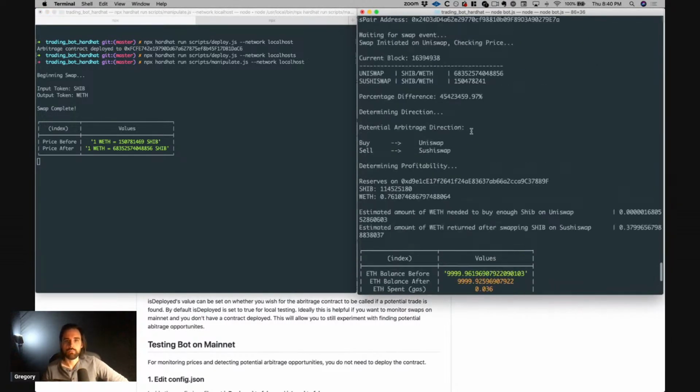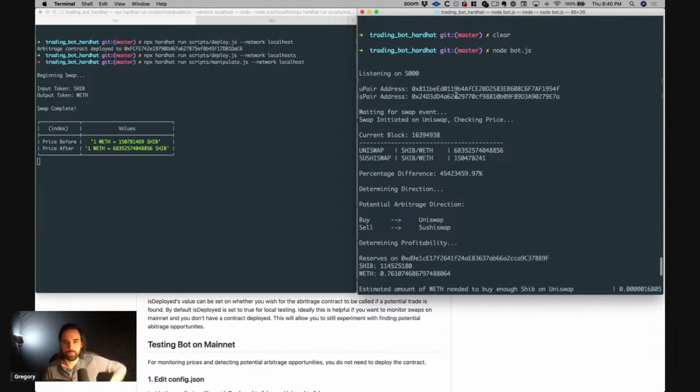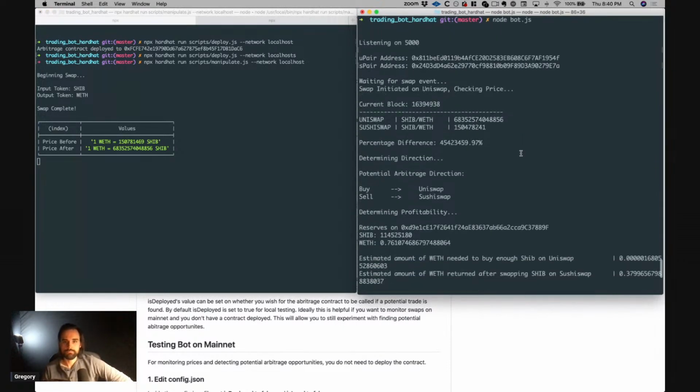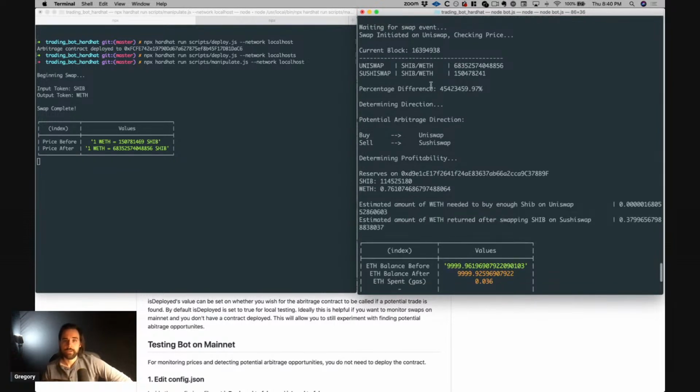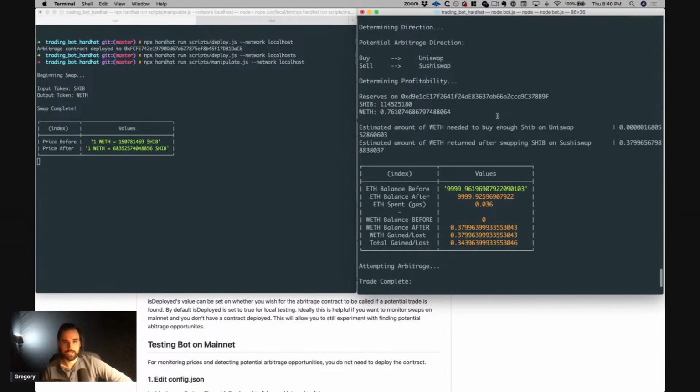So what happened was our bot over here is listening for it. It's listening for the Uniswap pair and the Sushi Swap pair. It sees the current block. It gets an event that says, hey, here's Uniswap, here's Sushi Swap, here's the pairs, here's the amount, here's the price difference, a massive percentage difference. It's determining the direction, which exchange it wants to start on. And then it's basically saying buy on Uniswap, sell on Sushi Swap.